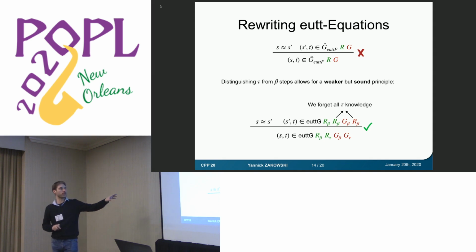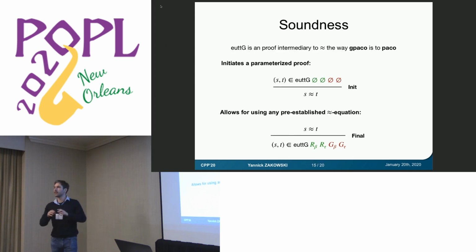Now, it's a bit abstract if we don't know how this information flows. So let's just see the other rules. You first have really the main soundness result, which is to say, once again, this generalization of EUTT is a proof intermediate. So you can always start the proof in this general world when you want to prove the usual weak bisimulation. And you can invoke any lemma about weak bisimulation to conclude your proof.